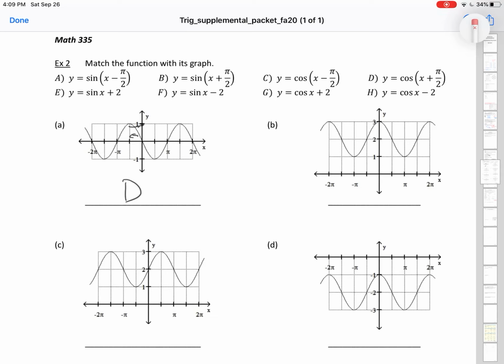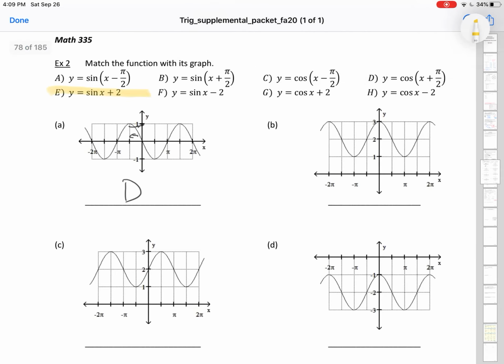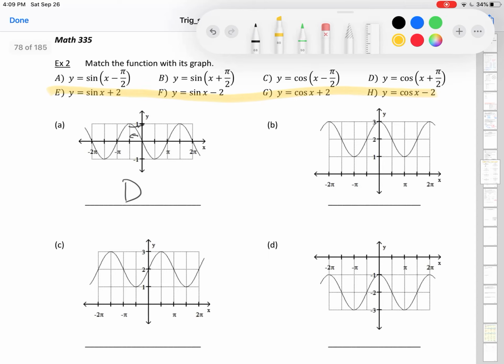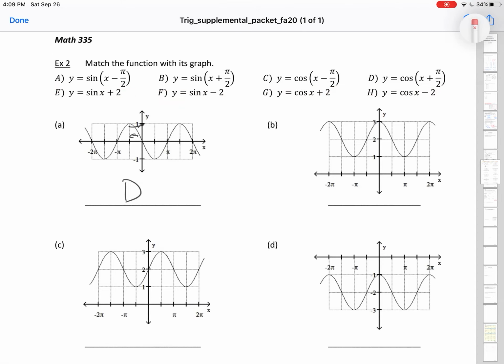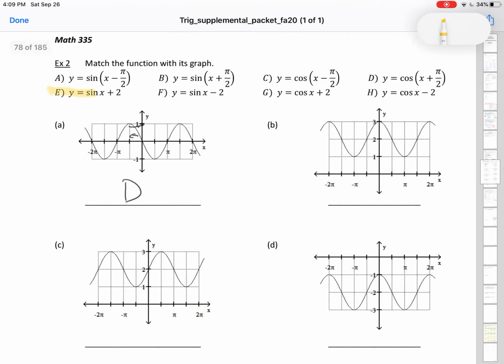So let's look at this guy. This guy has been shifted up. So the ones that are possibilities are this bottom row right here. Okay, now it's been shifted up how many units? Well, it looks like it's been shifted up 2 units. Well, they have all been shifted up 2 units, except not all of them. So which ones haven't been shifted up 2 units? Or which ones have been shifted up 2 units? This one and this one.